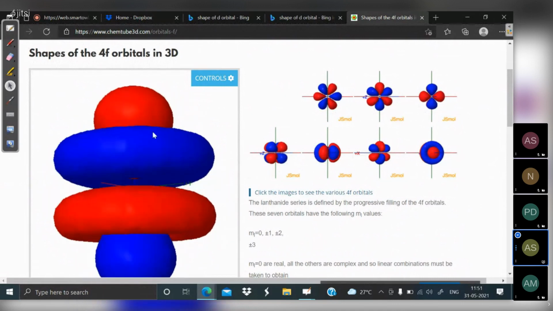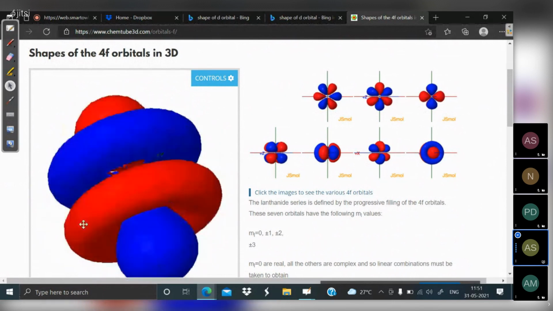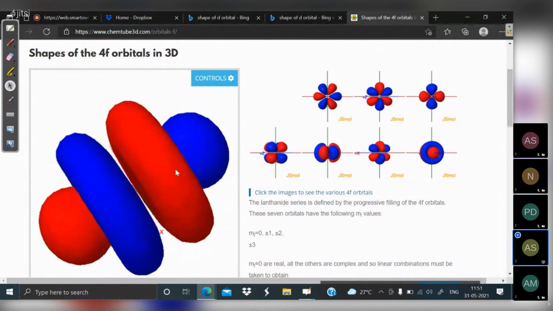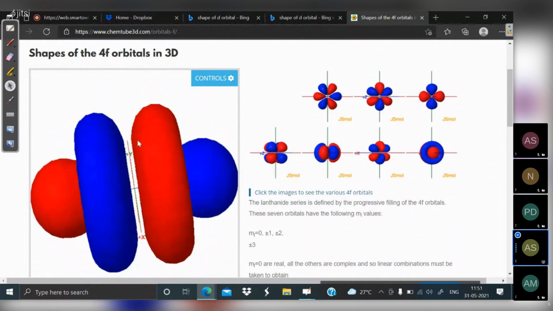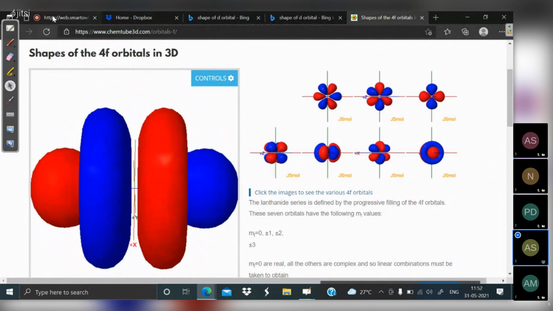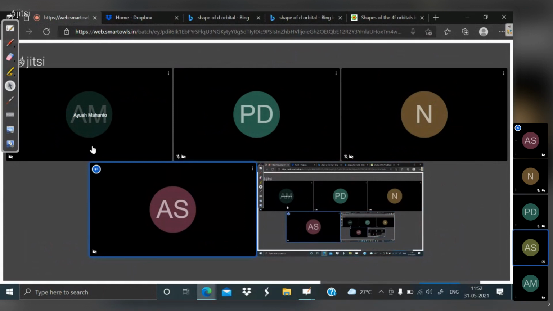So now let's draw the shape of the orbitals. Have you understood the 3D form of all these s, p and d? Not the f. F you do not need to understand because it's complicated. Has everyone understood the shape of the orbitals? Yes, sir. So then now let's draw them.